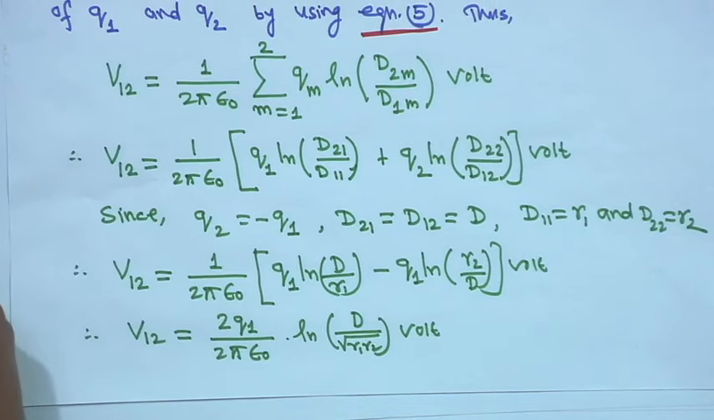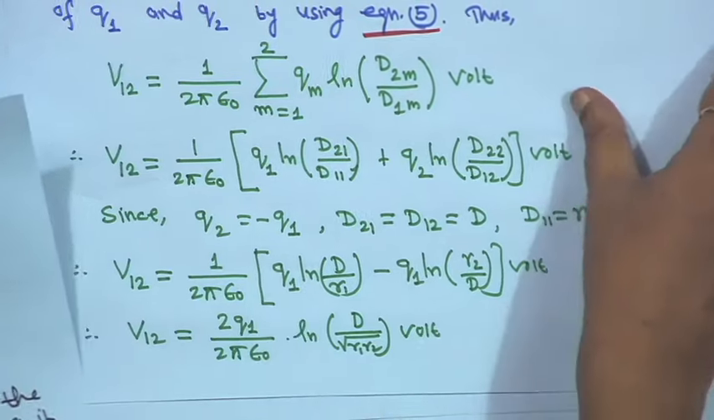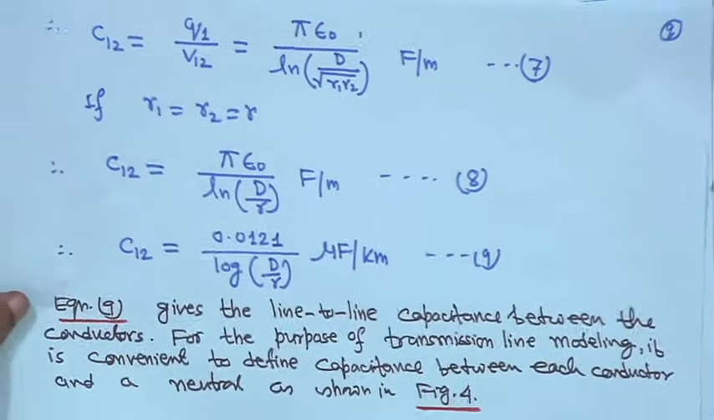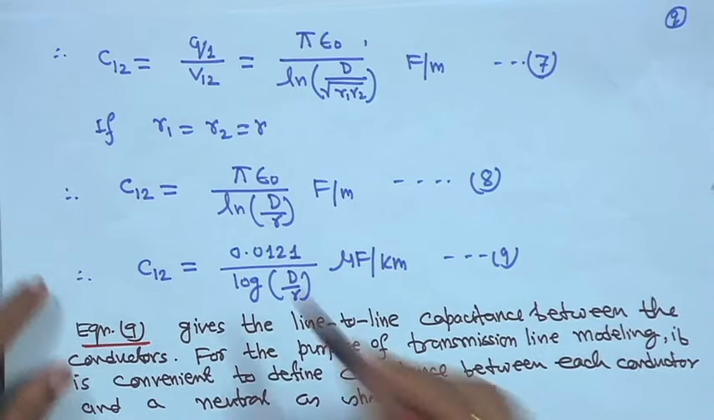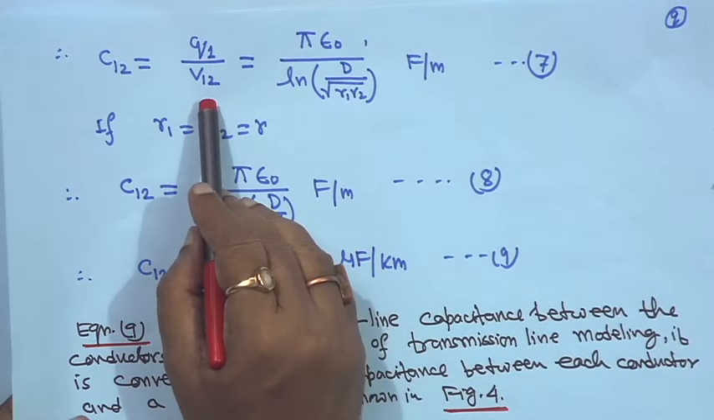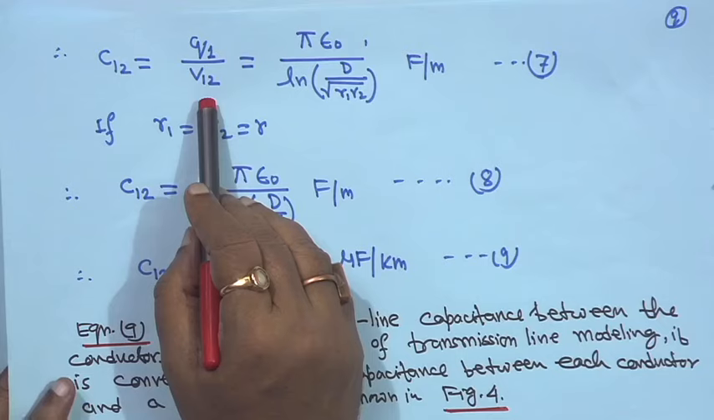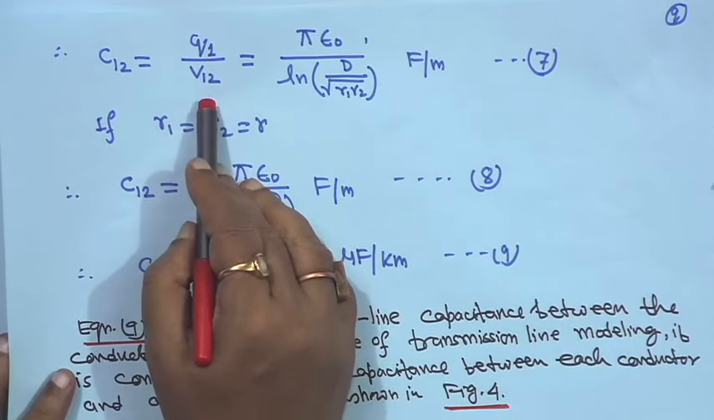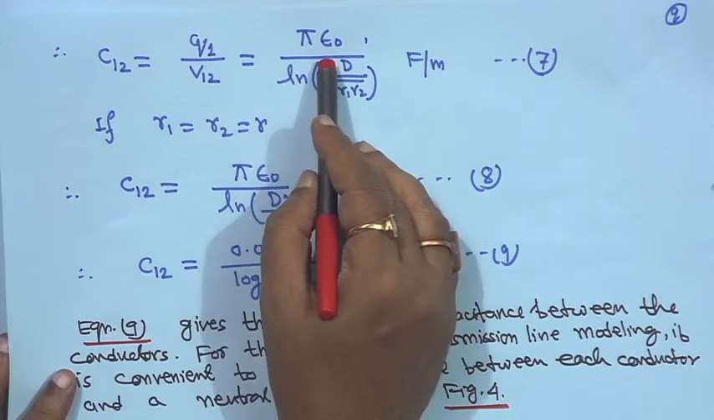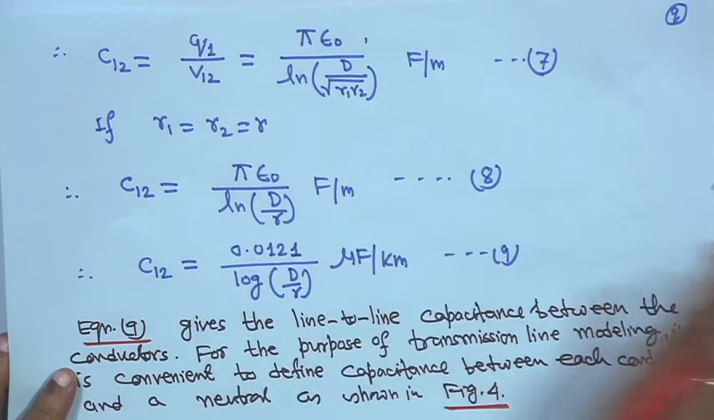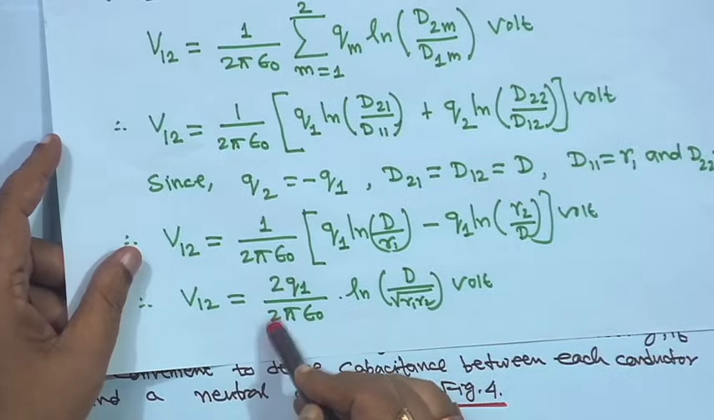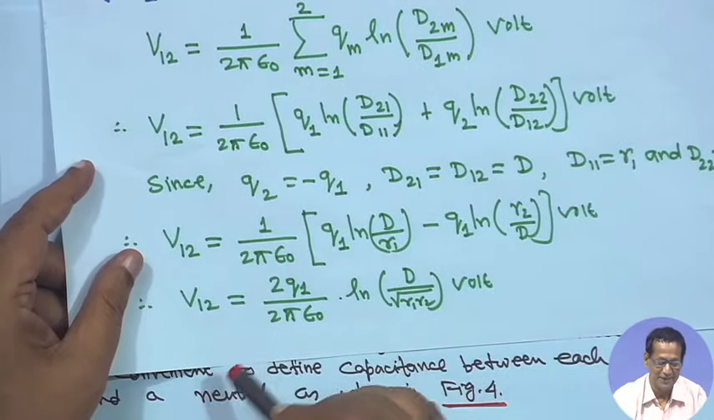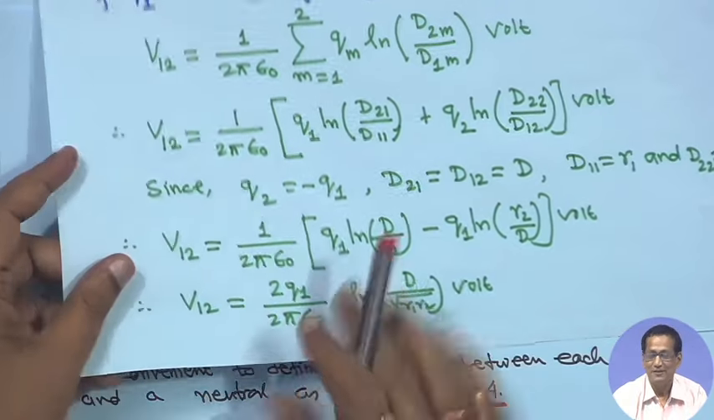Therefore, our objective is to find the capacitance between the two lines, C12. Q is equal to CV in general, therefore C is equal to q by V. Therefore, C12 is equal to q1 upon V12, which is pi epsilon 0 upon ln, because this 2 will be cancelled. I did not cancel it here, but this 2 will be cancelled.